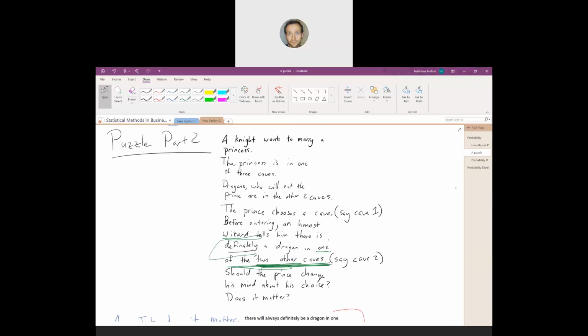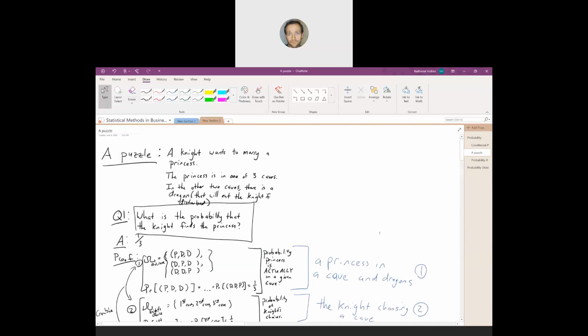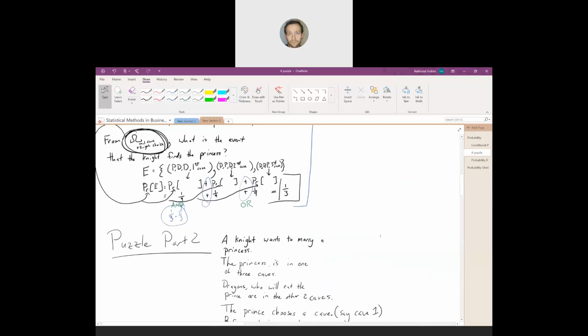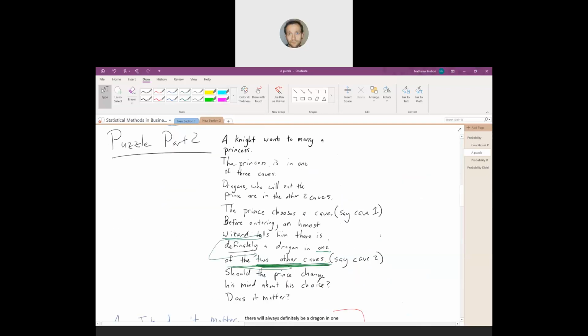Can you say in your own words what the first puzzle is? I can go back up to remind you if you like. Yeah, I'm just looking at my notes. Oh, it's the wizard, right? Tells him. So what's the difference between the first and the second puzzle? Well, in the second one, one of the caves gets eliminated because the wizard tells him.